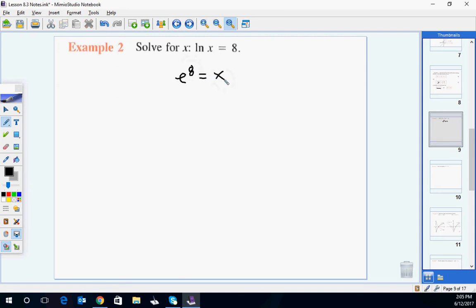There's one, right? Base to the exponent equals this. e to the 8 equals x. That's a value. e is a number, just like pi.